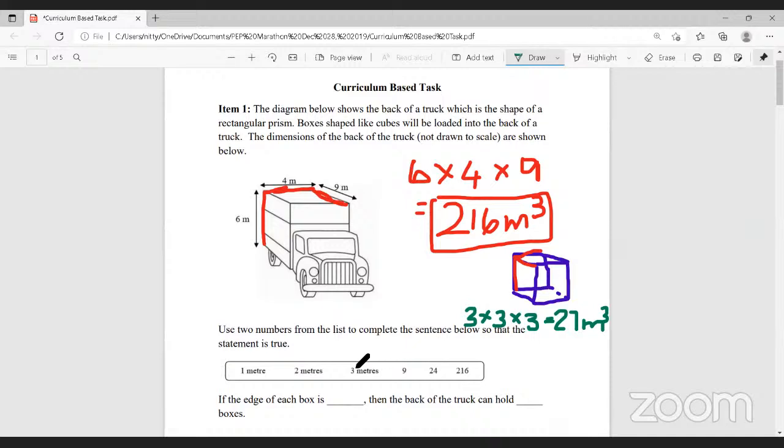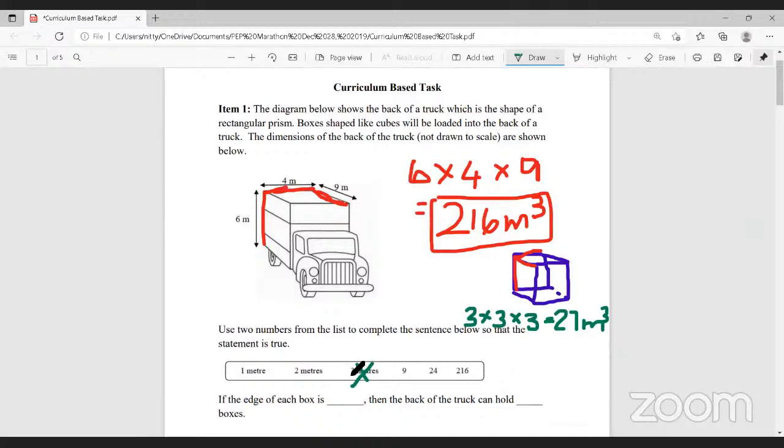So that simply means that 3 meters cannot work. We cannot work with 3 meters because if the edge of each box is 3 meters, then the back of the truck can hold 8 boxes, but we don't have 8 here. So this brings us to try another number. What other number can you try? You go ahead, select your number, try it out. When you get your answer and it seems as if that is definitely working, go ahead and share your answer in the chat so we can see what you are doing.